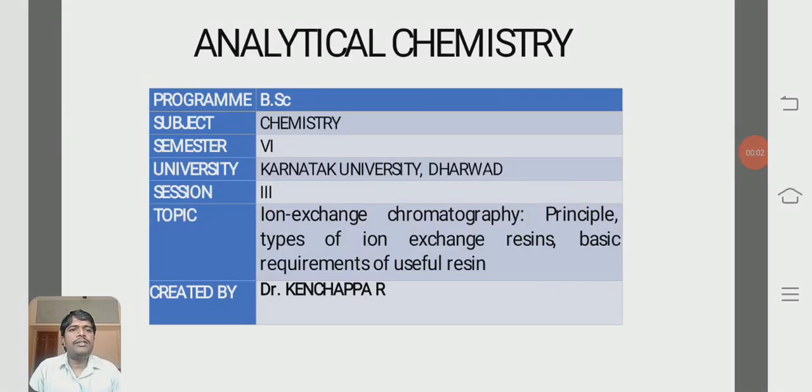Good morning, students. In continuation of analytical chemistry, in this session, we are going to discuss ion exchange chromatography. In this, we are going to discuss the principle of ion exchange chromatography, types of ion exchange resins, and basic requirements of useful resins.